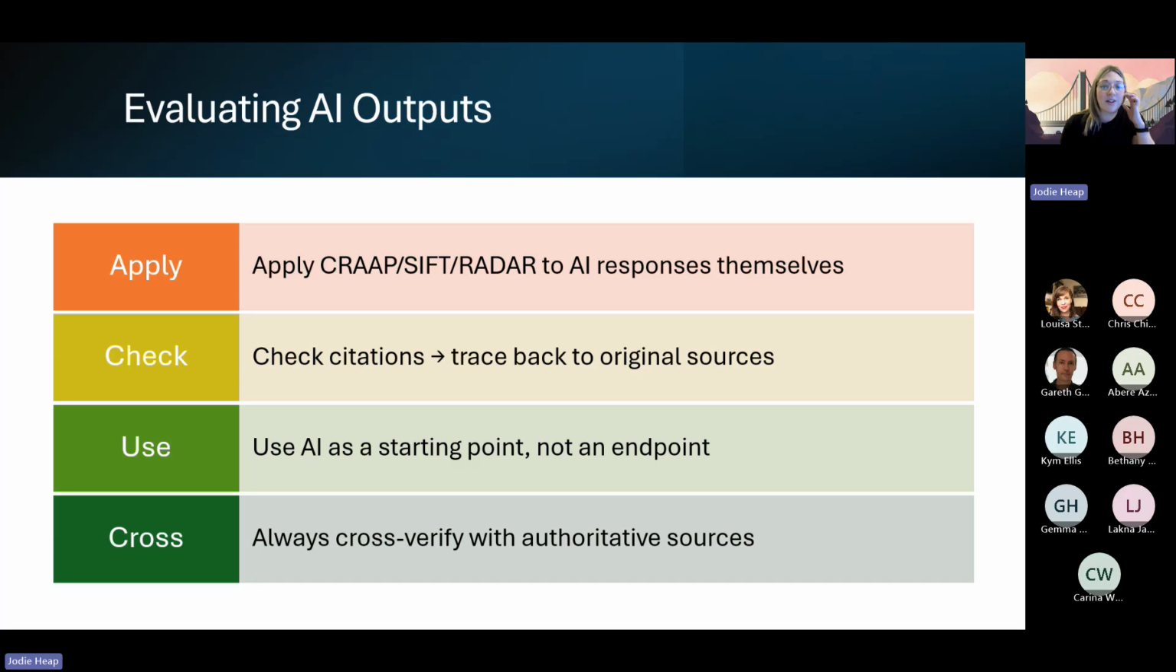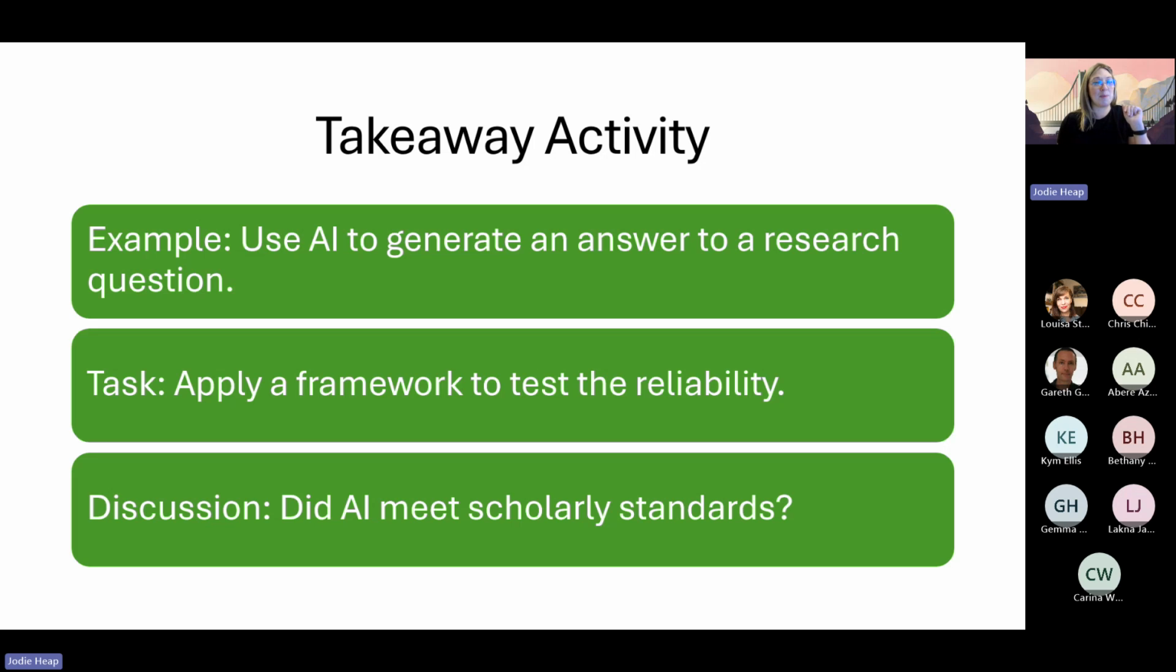So when you are evaluating AI outputs, apply an element of critical thinking, use perhaps a framework, and really think about checking the citations. Can you trace them back to their original sources? Do they even exist? Use AI as a starting point, not as an end point. Okay, it's a jumping off product. It is not the end goal. And always cross-verify the information that is being produced by these tools with authoritative sources that exist elsewhere. So those are my tips for AI elements of the world at the moment.